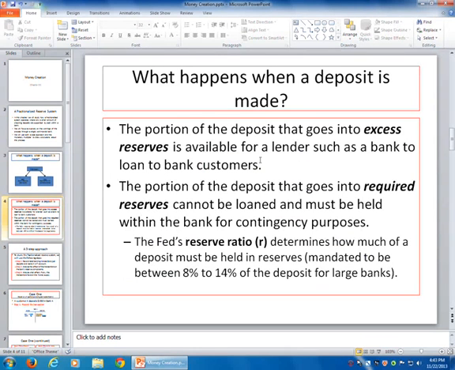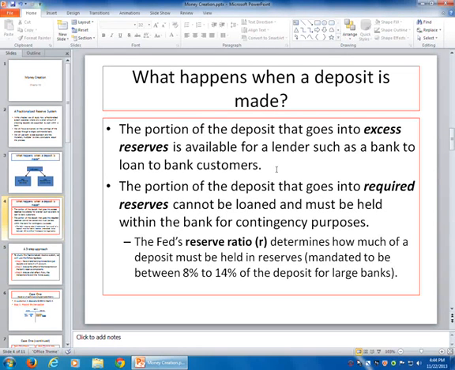Now, the portion that goes into excess reserves, as I said, is available for banks to loan to customers, and banks will try to loan out portions from the excess reserves to customers that appear creditworthy. The remaining portion of the deposit goes into required reserves, which cannot be loaned out, because if banks are given carte blanche right to make loans, they'll loan out all of a deposit, and that makes the banking system somewhat unstable.